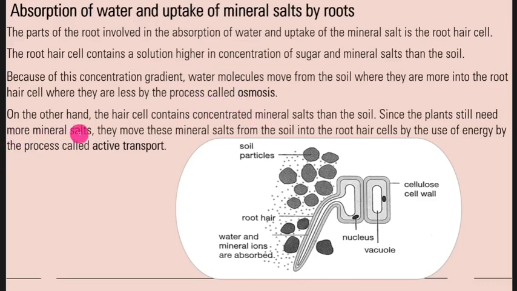Tell them, on the other hand, the root hair cell contains concentrated mineral salts than the soil. Since the plants still need more mineral salts, they move these mineral salts from the soil into the root hair cells by the use of energy by the process called active transport.